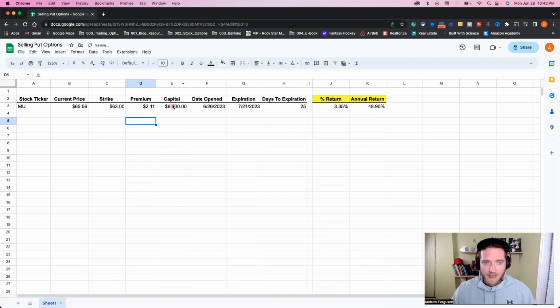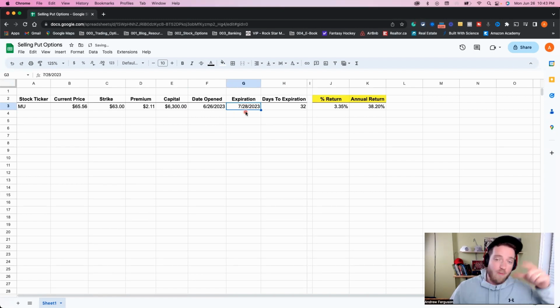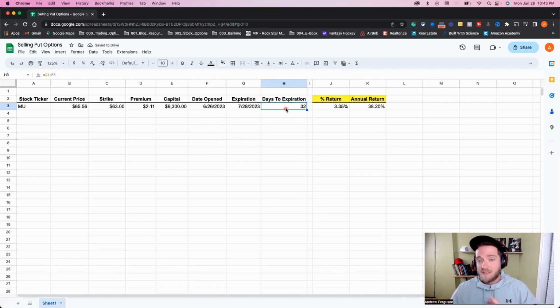And this capital thing is important as well, because that's the amount of capital we have to put up in our own account to actually make this trade. So when you're doing this, you need to have that cash in your account. This is critically important. If you don't have it in your account or using margin, you can get yourself in a lot of trouble very quickly. But assuming we have $6,300 in our account as capital in case we have to buy 100 shares, we are good to execute. We're going to open this trade here today, and the expiration is actually going to change from the 21st of July to the 28th based on our expiration date. Interactive Brokers giving us 32 days till expiration.